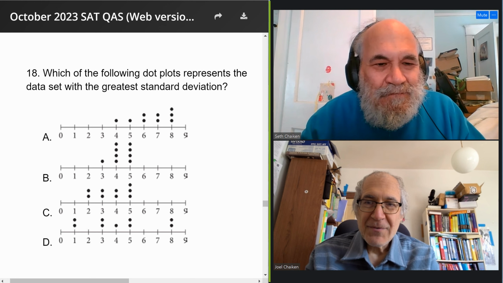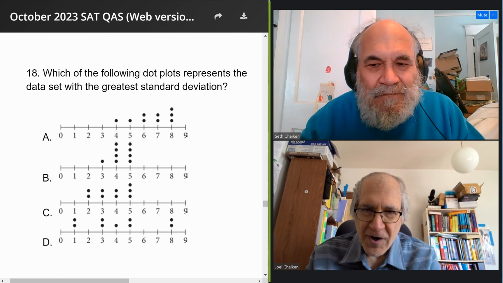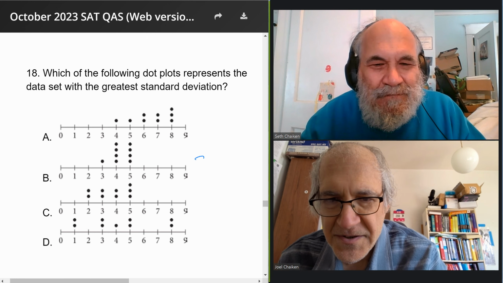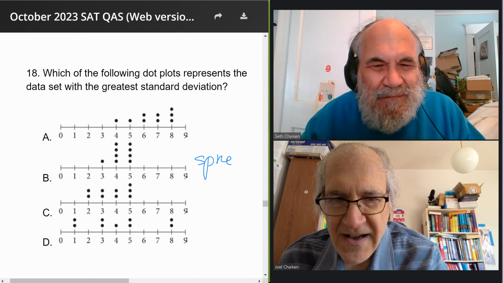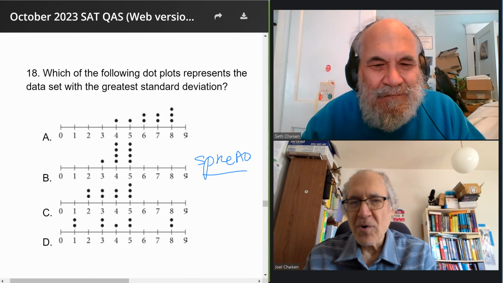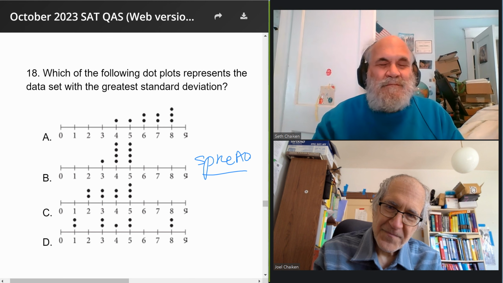So you have to know what standard deviation is. Essentially, the big word that's related to standard deviation is the word spread. How spread out is the data? The more the spread, the higher the standard deviation.